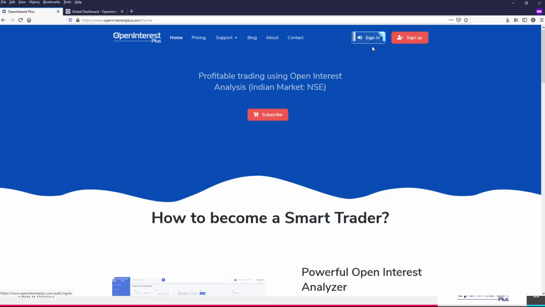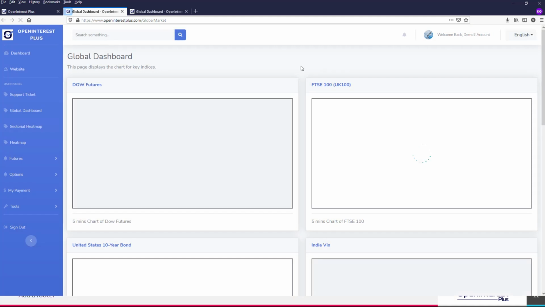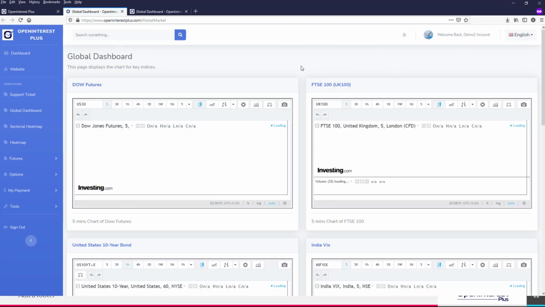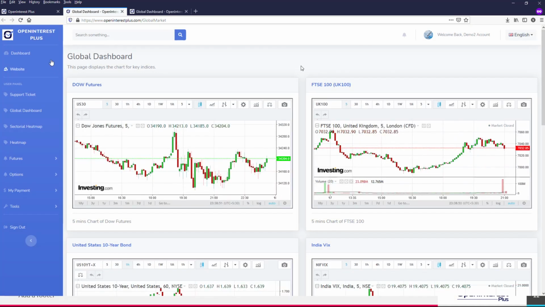So once you click on sign in, and once you have entered your credentials, you will be greeted with this default global dashboard page. When I say default global dashboard page, this is the landing page, and here we have some key useful information.